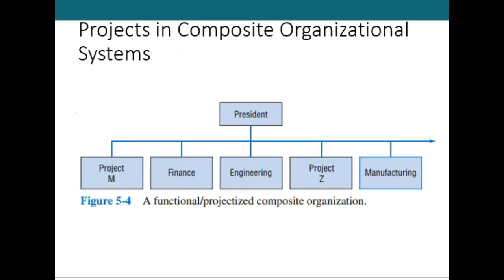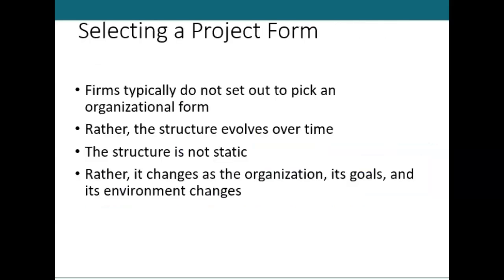So a composite organization can look like that, and you can see Project 1, Project 2 on this slide, but the functional organizations of finance, engineering, and manufacturing, there's probably some matrixed sharing of resources between them. Now, when selecting a project form, firms typically don't set out to pick an organizational form. An organizational form normally develops for one reason or another, and evolves over time. It's never static, though it's not going to change very fast either.